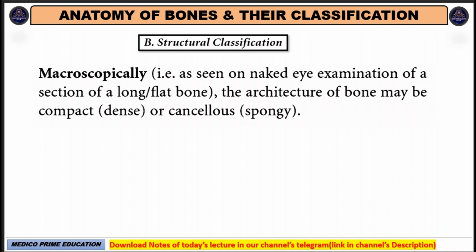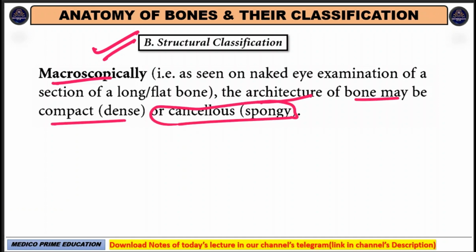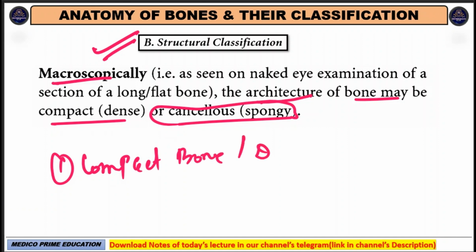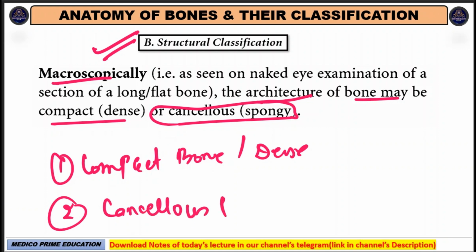The next type of classification is structural classification. Morphologically, meaning with the naked eye on examination of a section of the long bone, you can identify the structure. The architecture of the bone may be compact bone or cancellous bone. So there are two types of bone. First is compact bone, also known as dense bone. The second type is cancellous bone, also known as spongy bone.